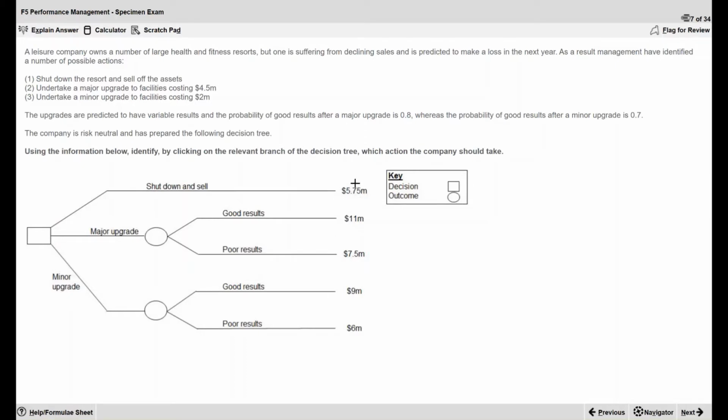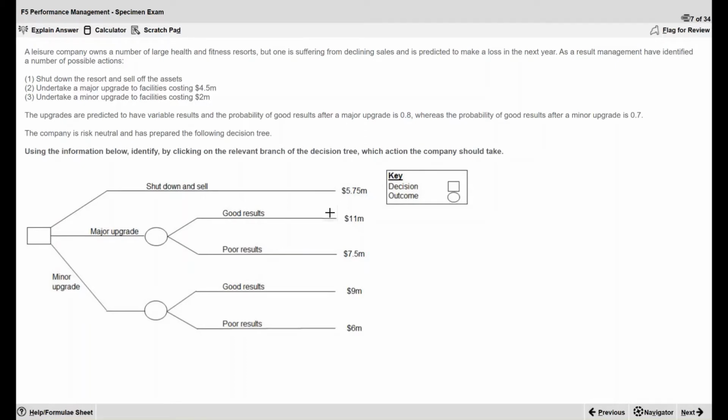Remember, we start calculation from right to left. Okay, so one is shut down and sell. The value of which is given here, which is 5.75 million. And we have other information here as well. The upgrades are predicted to have variable results, and probability of good results after major upgrade is 0.80, whereas the probability of good result after minor upgrade is 70. So this one doesn't have any probabilities. This is one exact figure, 5.75 million. We don't have to calculate it. So this is the value, no problem here.